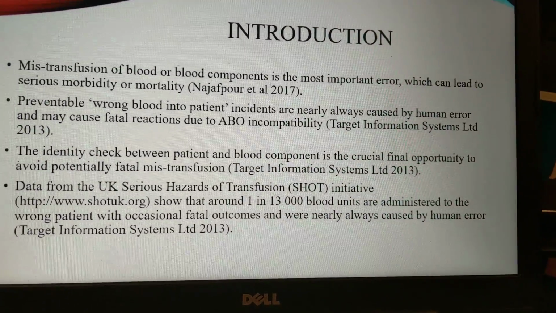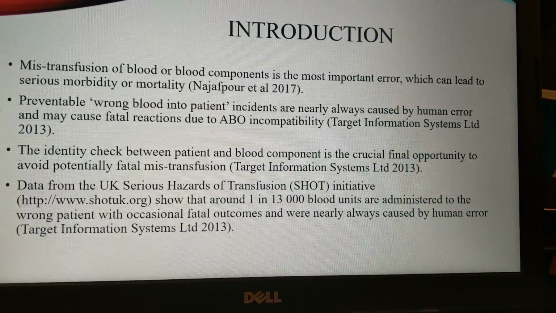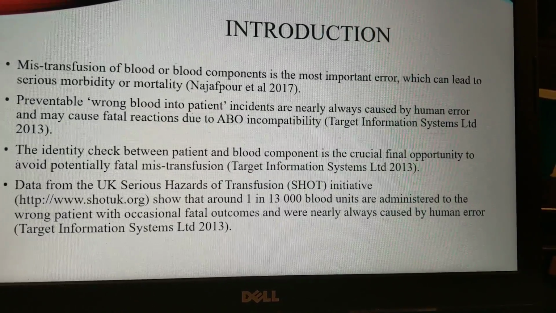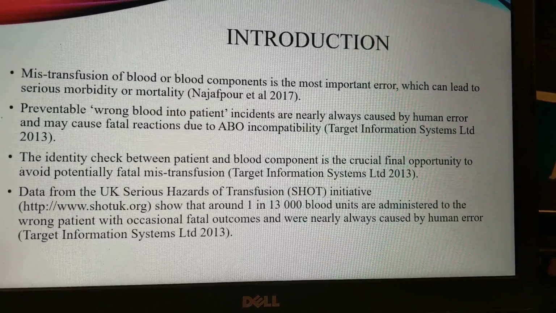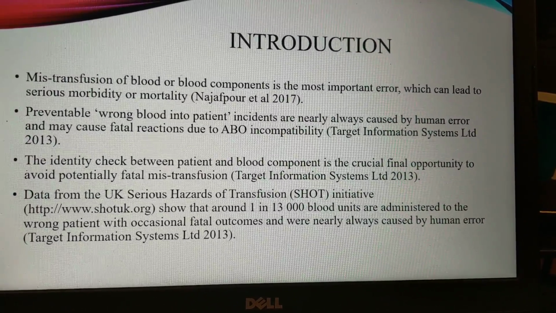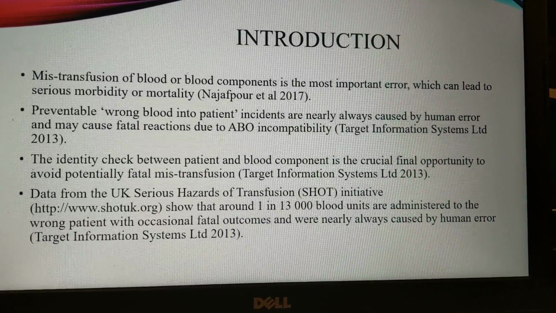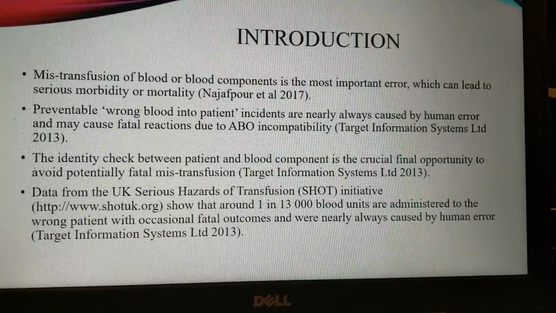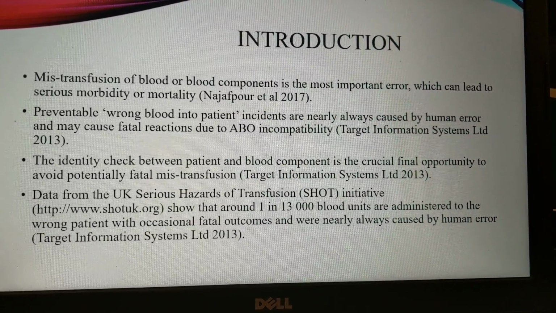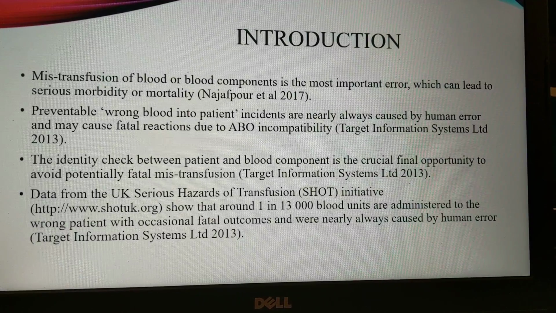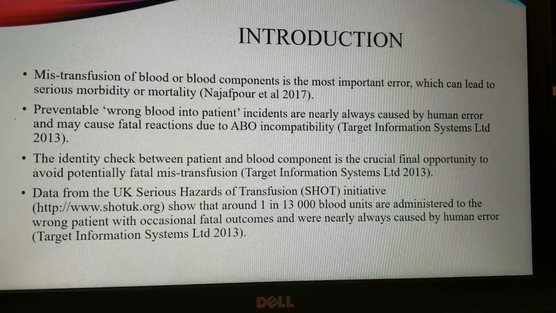So, mistransfusion of blood or blood components is the most important error, which can lead to morbidity or mortality. And preventable wrong blood into patient incidents are nearly always caused by human error and may cause fatal reactions due to ABO incompatibility. So that's why this information system is so important, because it helps catch the human error part of it.